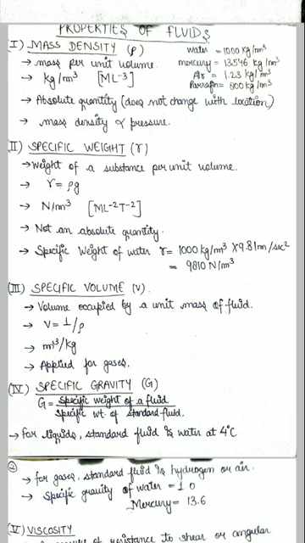Mercury is 13.4546 kg per meter cube. Air is 1.23 kg per meter cube. Paraffin is 800 kg per meter cube.